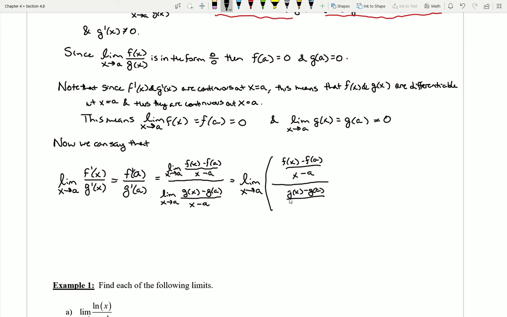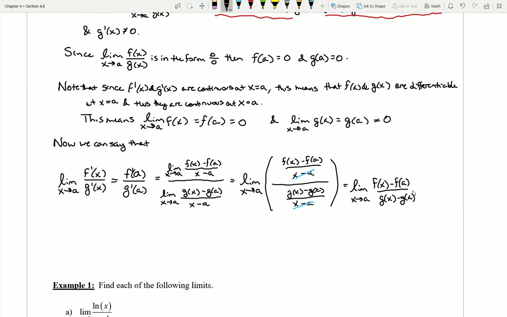So g of x minus g of a over x minus a. Now, of course, I'll notice that I have two fractions here being divided, and so I could multiply by the reciprocal. When I do that, I'll be able to see that these x minus a's are going to cancel out, and I'm going to be left with a limit, as x approaches a, of f of x minus f of a all over g of x minus g of a.